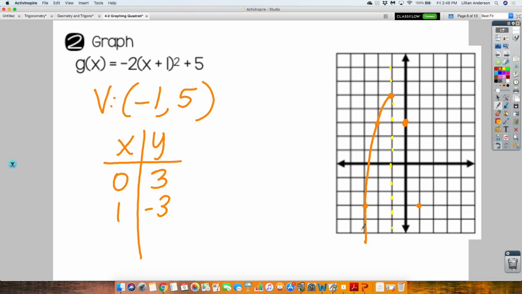Making sure that my parabola looks like a U, not so much a V. Questions? All right. I want you to do the last one. Last one's on you.